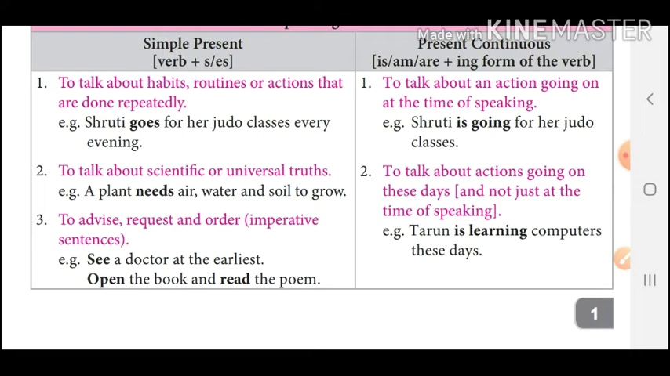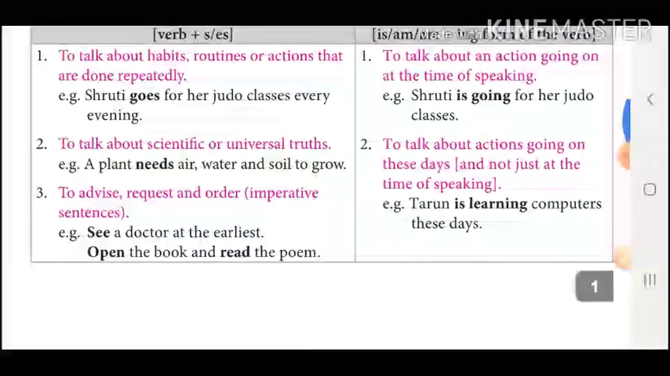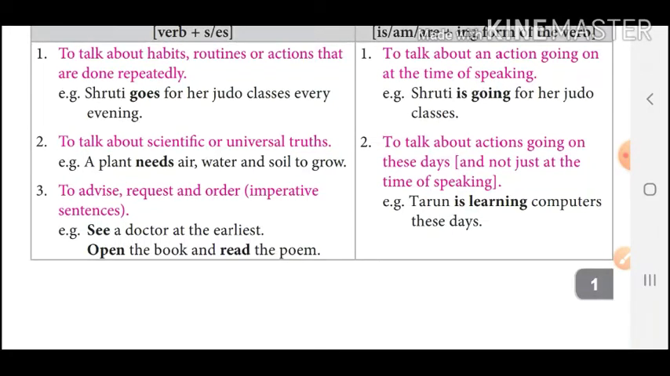So the action that is going on these days, it is not just at the time of speaking. The third point, simple present tense is used to give advice, request and order, as it is used in imperative sentences also. Examples: see a doctor at the earliest, open the book and read the poem. Another example: do your homework, come here, go there, sit down. So all these sentences are imperative sentences.